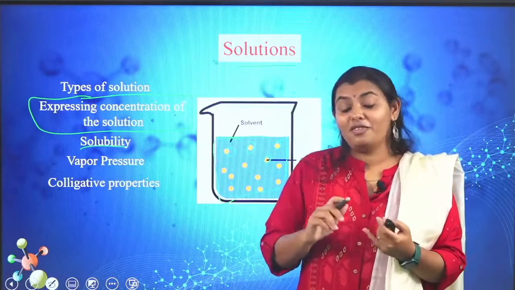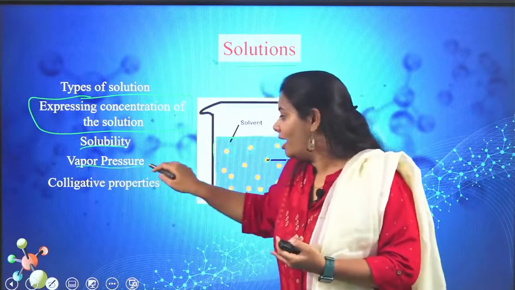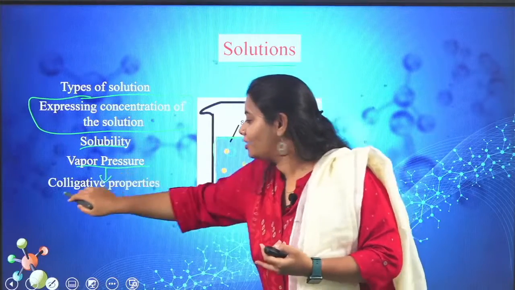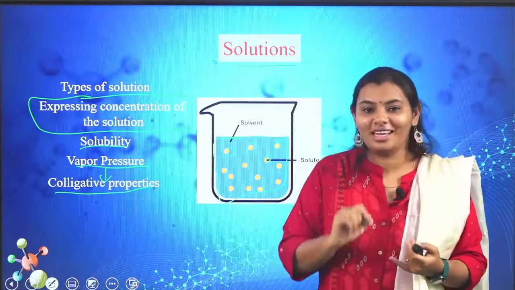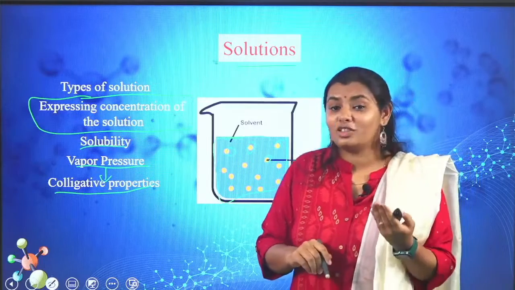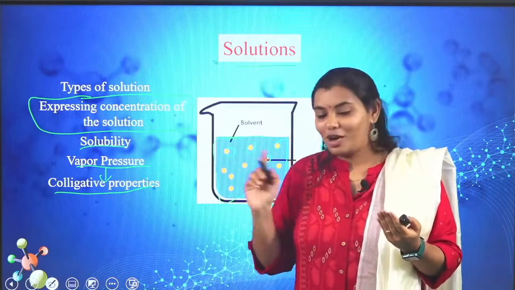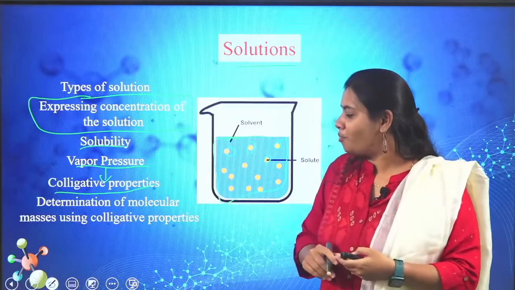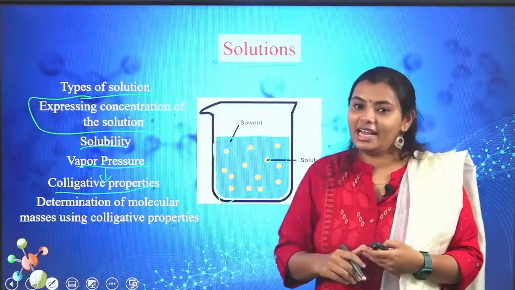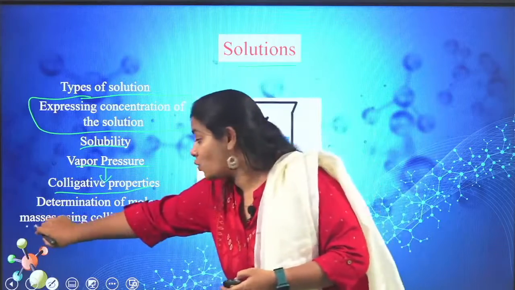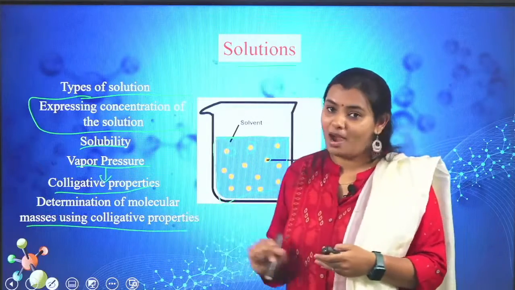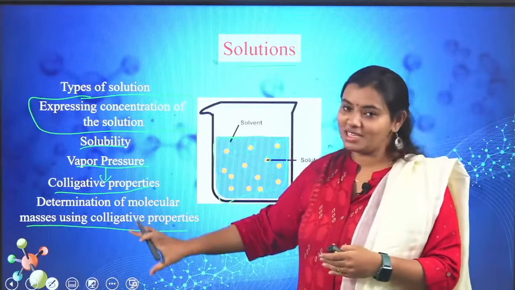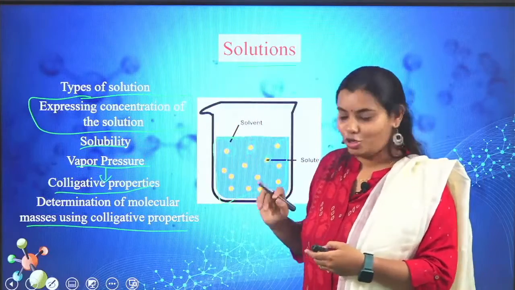When we are talking about vapor pressure, the automatic topic that's going to come after that is colligative properties. So there are 4 different kinds of colligative properties, right? So we are going to study about those as well. Then determination of molecular masses using colligative properties. There will be various questions that are really coming from this part as well. So these are the few topics that we are going to be studying in solutions.